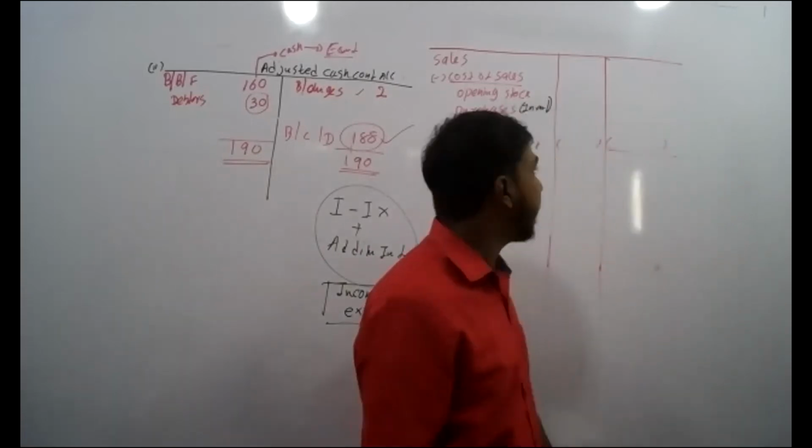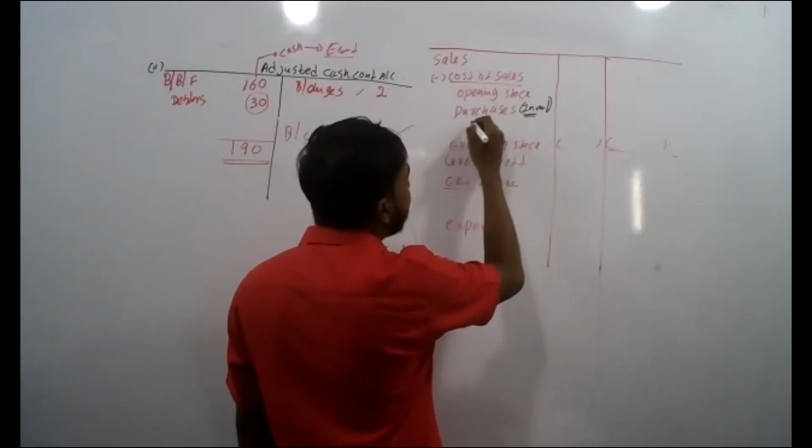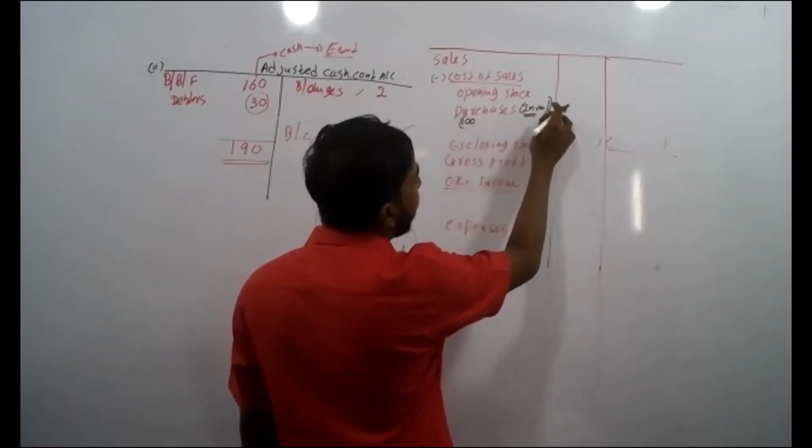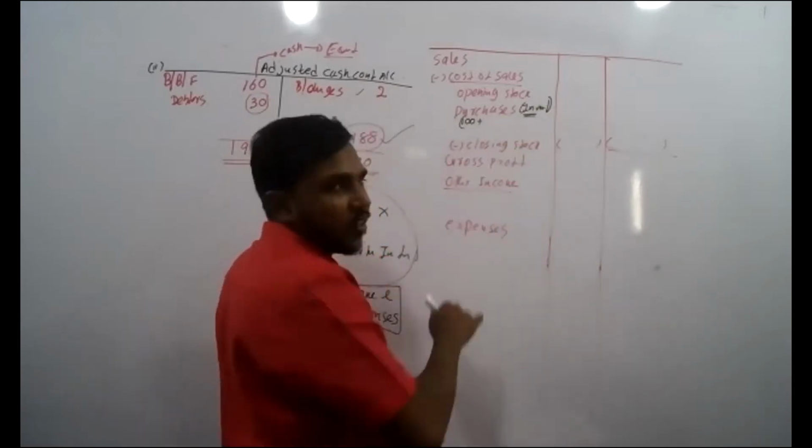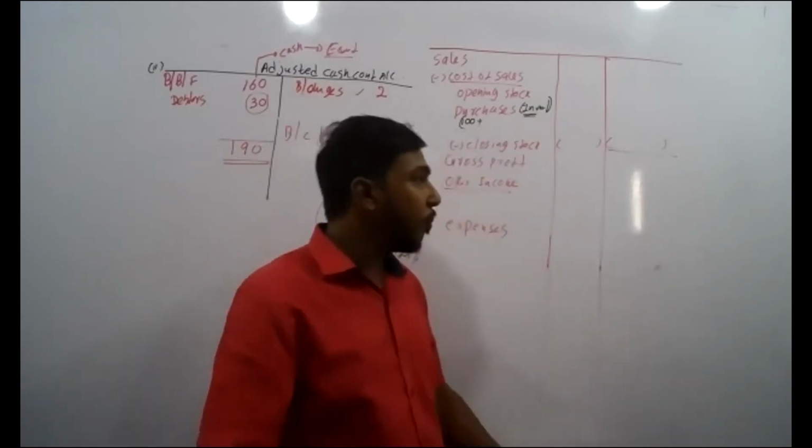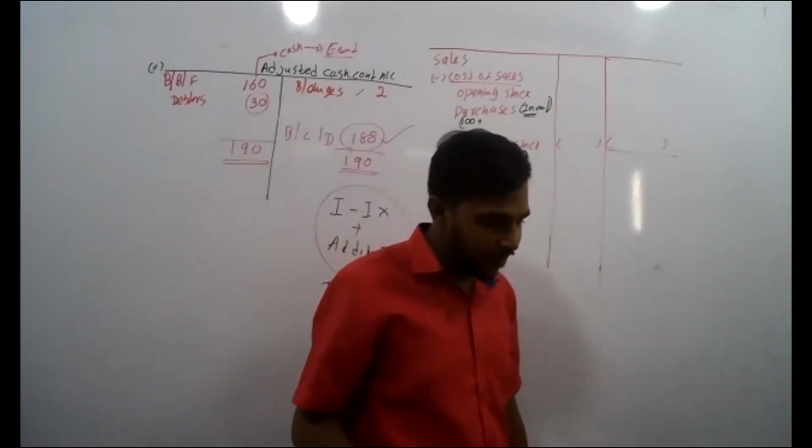Purchase goods means purchase inventory. It comes here, 100. Don't put it in this column, we'll take it one by one. Because if there are more purchases, you have to add them one by one.